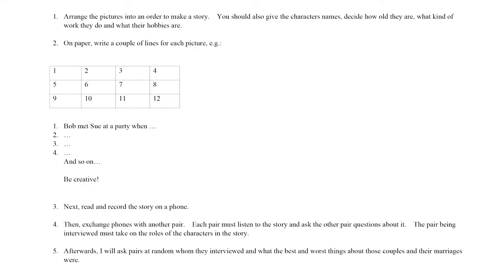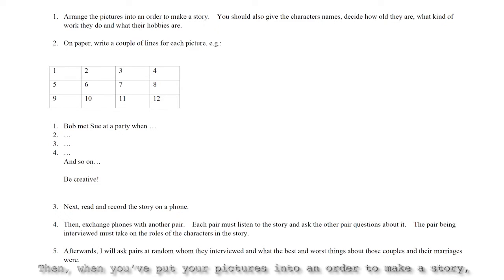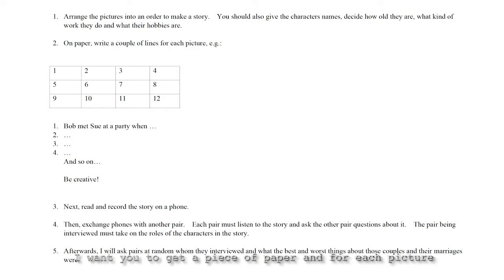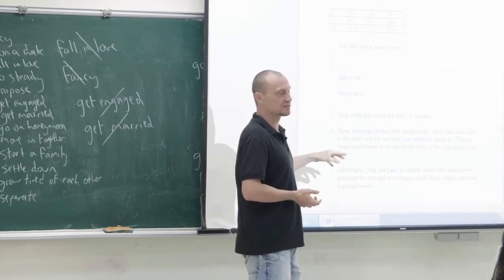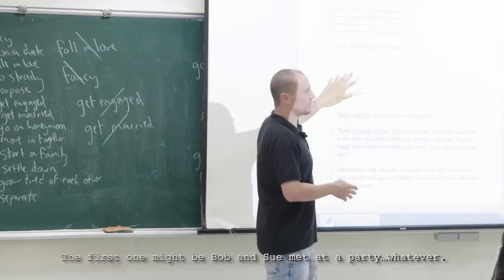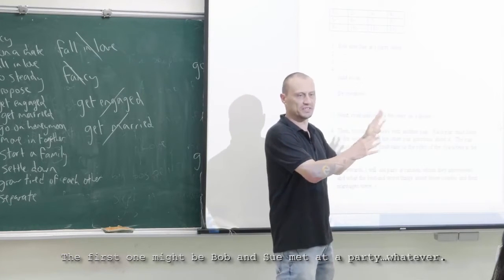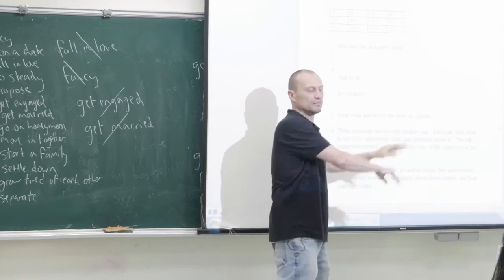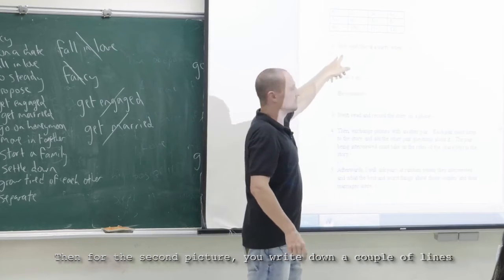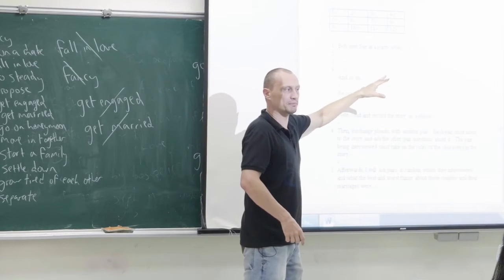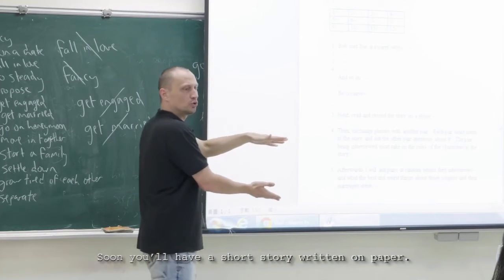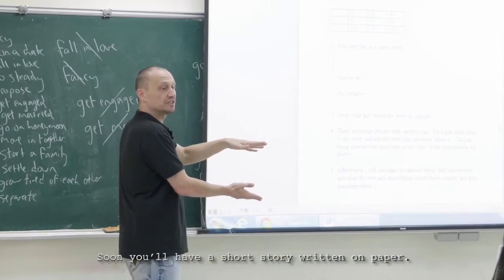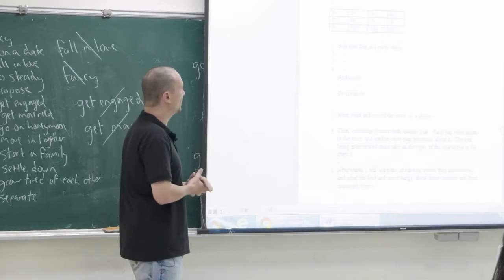Okay? Then, when you've put your pictures into an order to make a story, I want you to get a piece of paper, and for each picture, I want you to write 1 or 2 lines. So maybe the first one might be Bob met Sue at a party when whatever. Then for the second picture, you write down a couple of lines that explain the second picture, and so on. And then soon you'll have a short story written on paper. Okay?